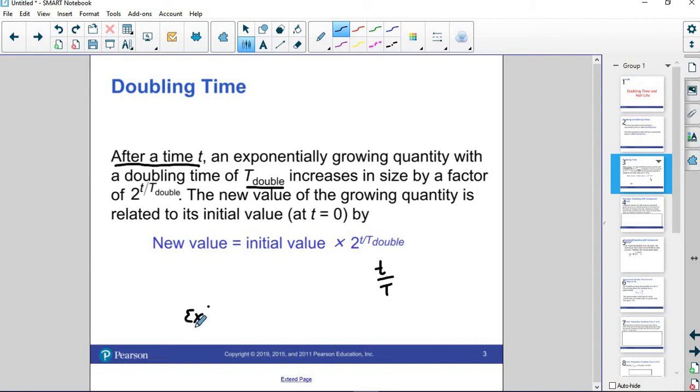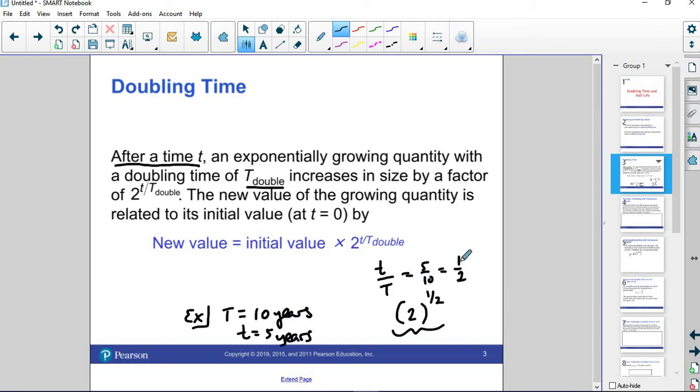Okay, so example, if big T was 10 years and we were investing for 5 years, then 5 out of 10 would be what? That would be 1/2, or 2 raised to the 1/2 power basically is going to be the amount you've done half of the work to double it. Now that doesn't mean you're 1/4 of the way there, because it doesn't work that way. It's exponential growth. But what that means is that t equals 5 years is half the required time to double it. And so that's why the power becomes 1/2.